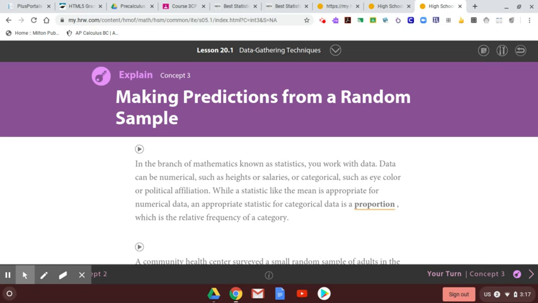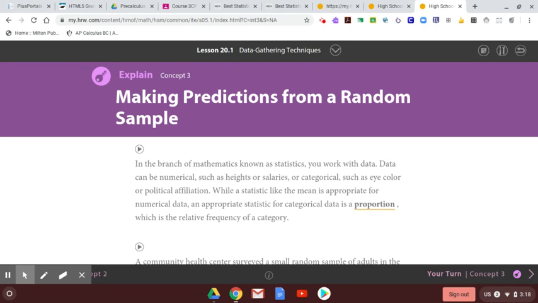Okay, so let's talk about this a little bit. So this says, in the branch of mathematics known as statistics, you work with data. Data can be numerical, such as heights or salaries, or categorical. So this is one of the questions that shows up in your homework assignment, is identifying a certain bit of data as numerical or categorical. So numerical is pretty easy. It's a number, okay? You're given a value. So if you're asking for somebody's height or their salary or their weight or anything that is numerical data.